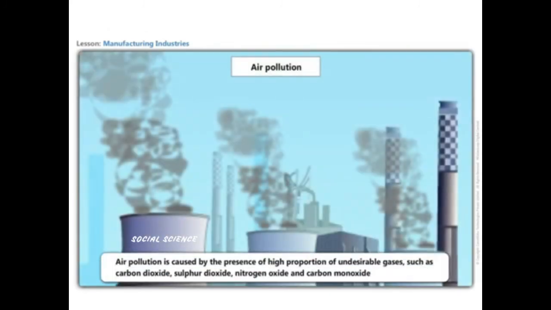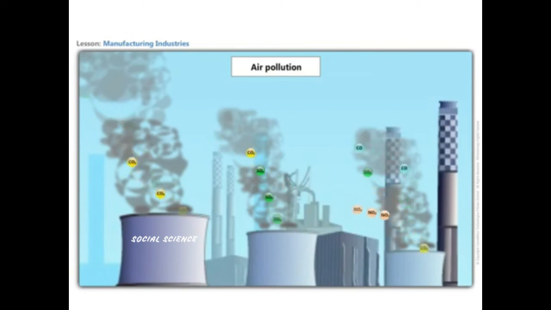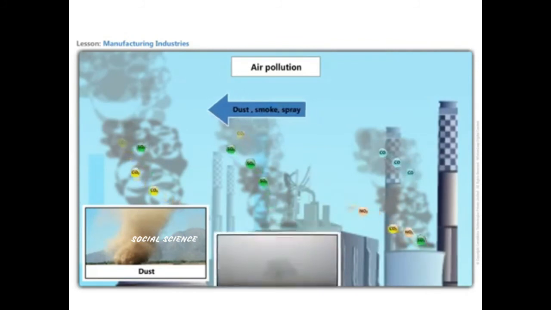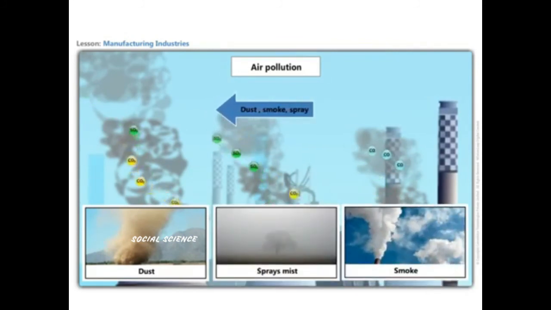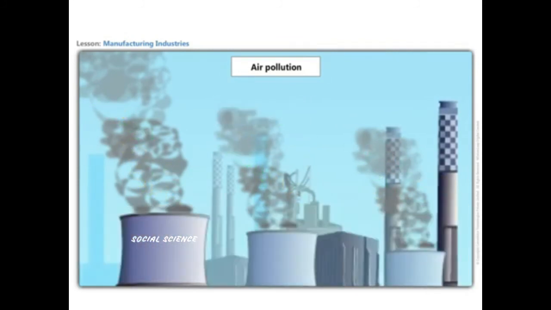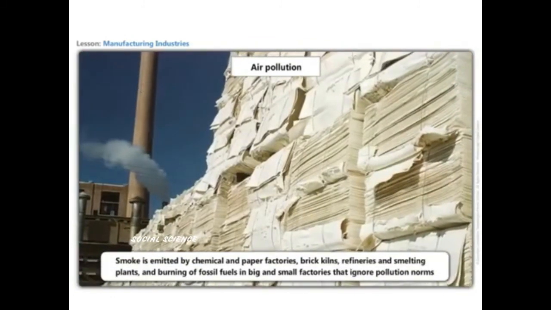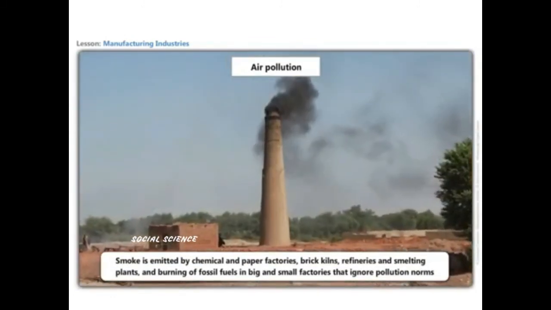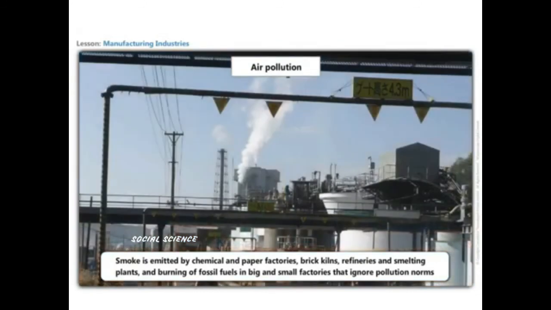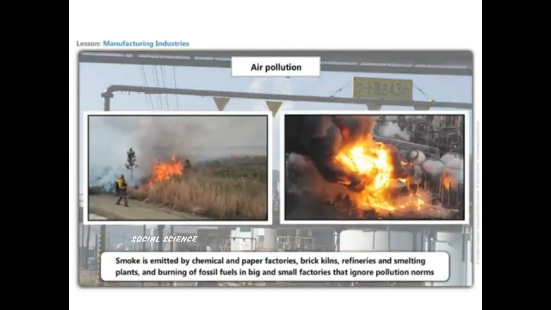Air pollution is caused by the presence of a high proportion of undesirable gases such as carbon dioxide, sulfur dioxide, nitrogen oxide, and carbon monoxide. Airborne particulate materials contain both solid and liquid particles like dust, sprays, mist, and smoke. Smoke is emitted by chemical and paper factories, brick kilns, refineries and smelting plants, and burning of fossil fuels in big and small factories that ignore pollution norms.